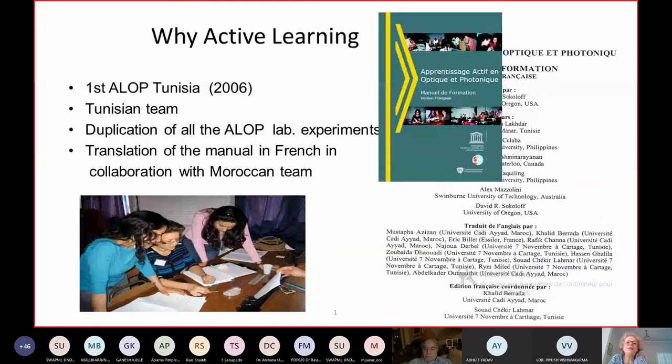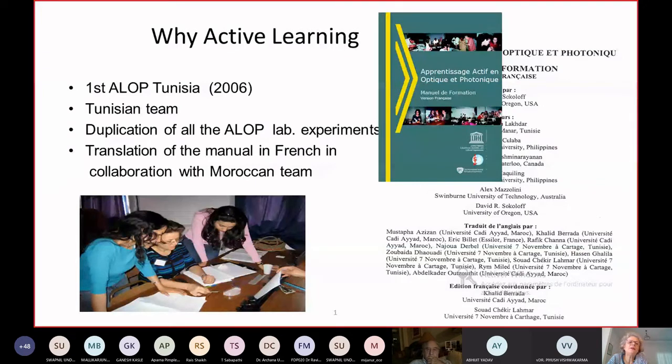My first question is, why active learning? My first experience with active learning was in 2006. 2006 was the first ALOP workshop in Tunisia. It was the second ALOP workshop in general, and the first in Tunisia. I attended this workshop as a participant. You can see the picture here; I am there as a participant in the workshop. Since that date, I was really impressed by the active learning way of teaching. I used to teach in a passive way until I attended this workshop.